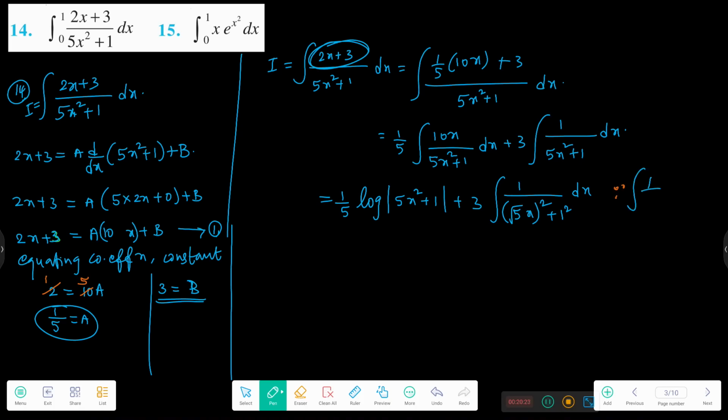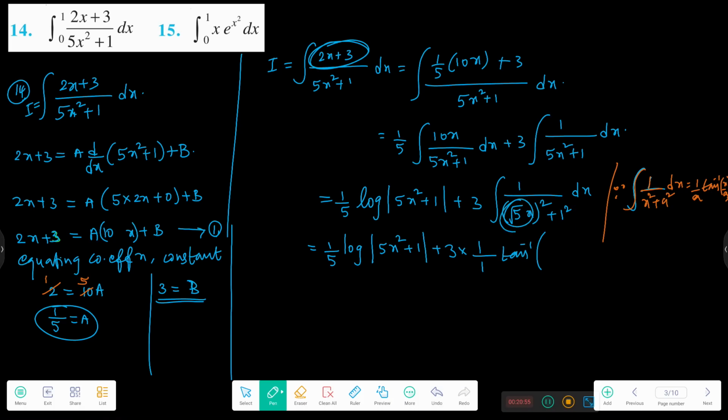Raja, integral 1 divided by x square plus a square into dx is equal to 1 by a into tan inverse of x divided by a. This formula we can use. That is, I'm going to apply there. And 1 divided by 5 into log of 5x square plus 1 plus 3 into 1 by a. A value what here? 1. Leave it. And tan inverse of x. X means we have root 5x, divided by a value 1, plus c.